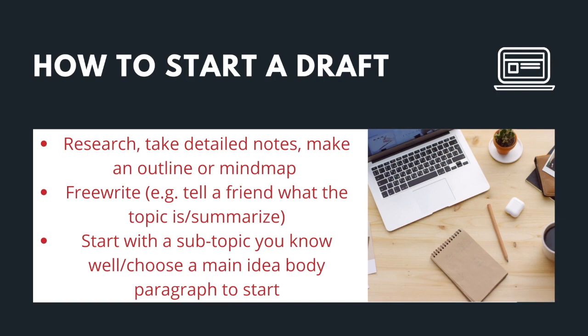For example, think about telling your friend what your topic is, and write a summary. Write everything that comes to mind so you can get an idea of the important aspects of your topic. Then you can go on by starting with a subtopic that you know well, or choose a main body paragraph idea and write that one first and move on from there.